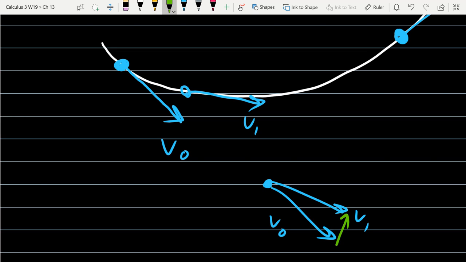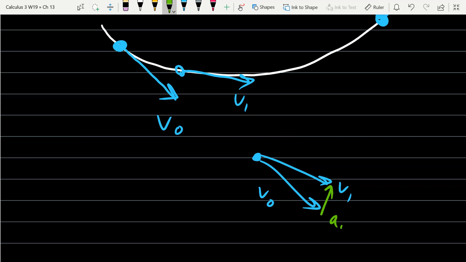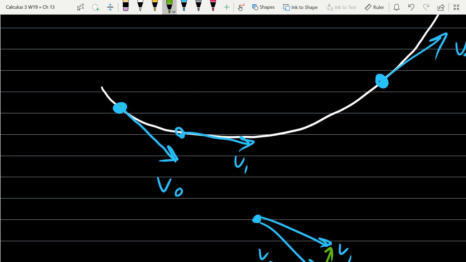What do we call the change in velocity? Acceleration. So what I just drew is the acceleration vector right there. We'll call that A0. So I'll bring that up here. That'll be A0, acceleration.